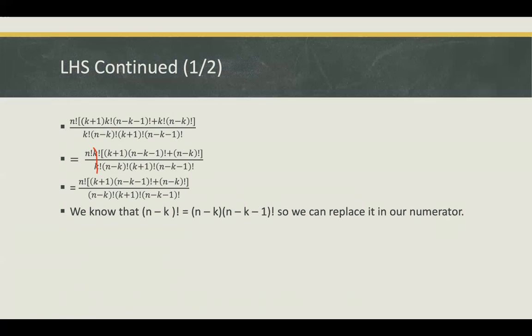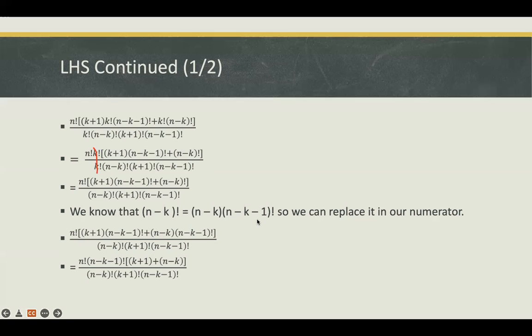Now, we know that (n − k)! is just equal to (n − k)(n − k − 1)!. So the same thing we did in our previous step, we can also replace that in our numerator. So now we're left with n! times (k + 1)(n − k − 1)!, plus, this time, we have an (n − k) times an (n − k − 1)! because we made that substitution right over here. And we're left with the same common denominator from the first step.